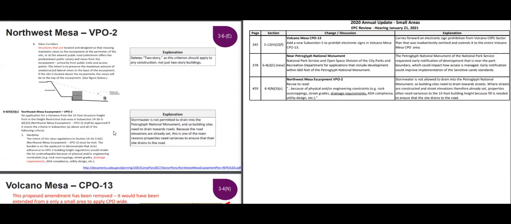Where the streets are already constructed and the street elevations are above the grade of a property, this property often needs variances to the 15-foot building height because fill would be needed to ensure that the building pad and the house on the site drains back towards the road.